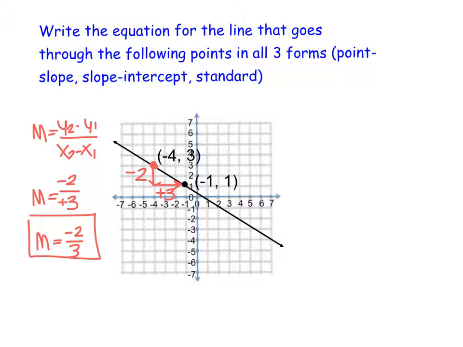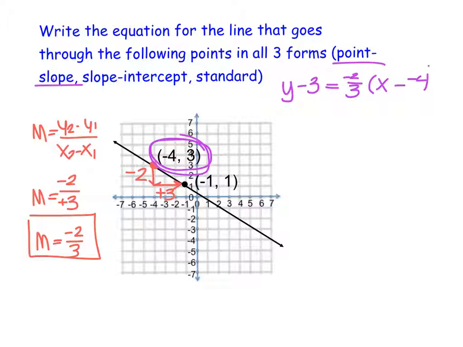3 forms. So we always start with point slope form. We need to pick a point, and then we have our slope. So I'm going to pick the point negative 4 comma 3. So here I have y minus my y coordinate of 3 is equal to my slope of negative 2/3 times x minus my x coordinate of negative 4.